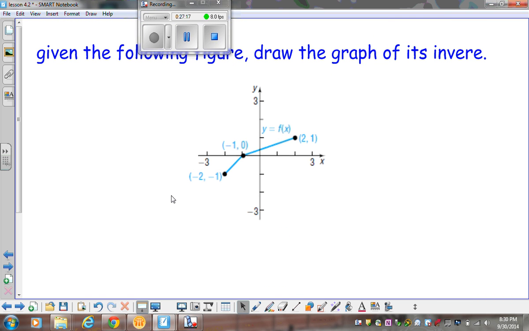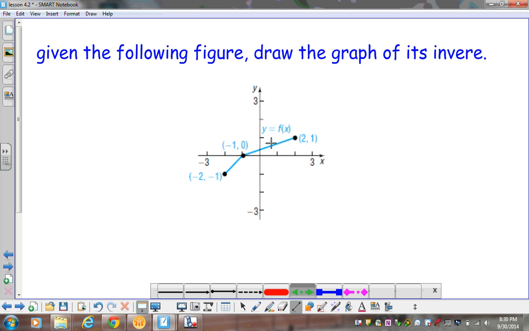Let's see what the inverse would look like here. Just by looking at a graph, I'm going to draw a rough line of where my line y equals x should be. My line y equals x will go right through there. So that's my line y equals x.